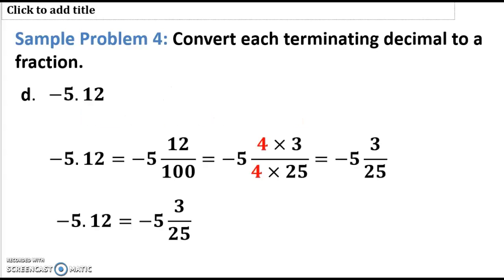So there we go. Notice the negative just stays in front. I'm not doing anything different. The negative stays in front. So -5 12 over 100. I then have to reduce it, which is the last step in converting a terminating decimal to a fraction. And I find a common factor of 4 between the 12 and the 100. And 12 divided by 4 is 3, and 100 divided by 4 is 25. So we get the answer, -5 3/25.